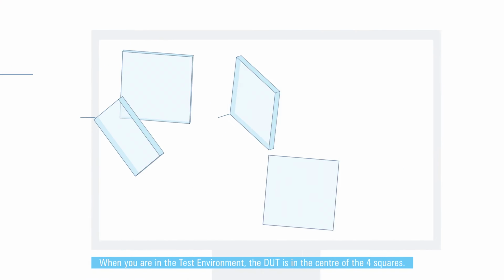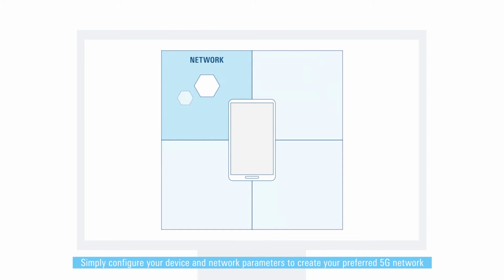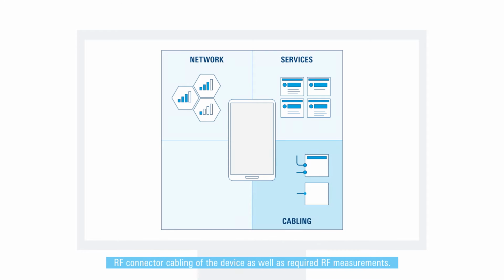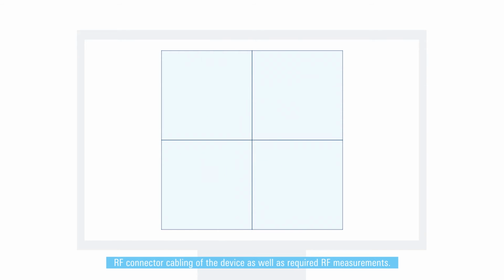When you are in the test environment, the DUT is in the center of the 4 squares. Simply configure your device and network parameters to create your preferred 5G network for non-standalone or standalone mode, data services for throughput tests, RF connector cabling of the device, as well as required RF measurements.